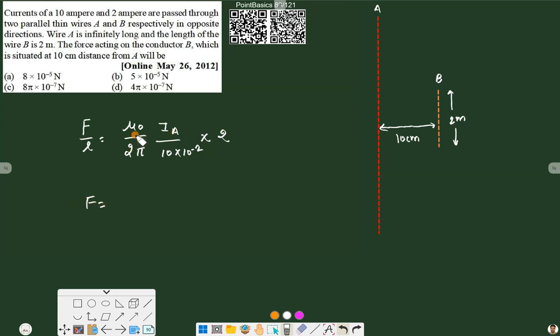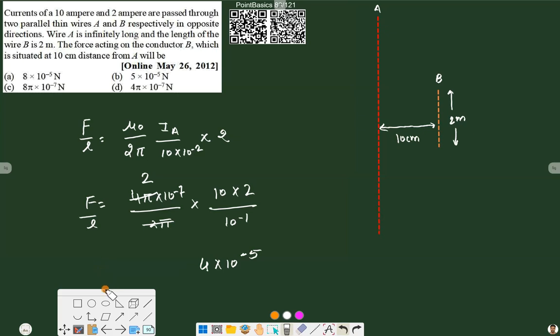So force will be 4 pi into 10 raised to power minus 7 divided by 2 pi, into 10 into 2 divided by 10 raised to power minus 1. This gives us 2 into 2, 4, and with the powers of 10 it gives 4 into 10 raised to power minus 5. And this is force per unit length. I forgot the length, so it is force per unit length.